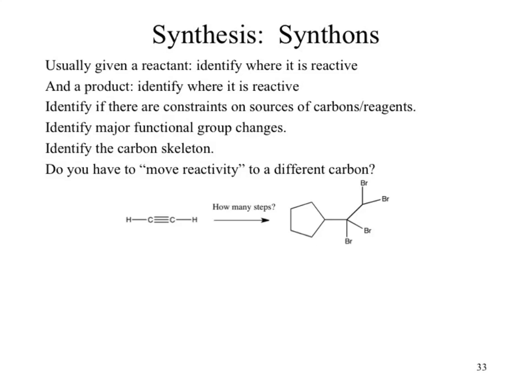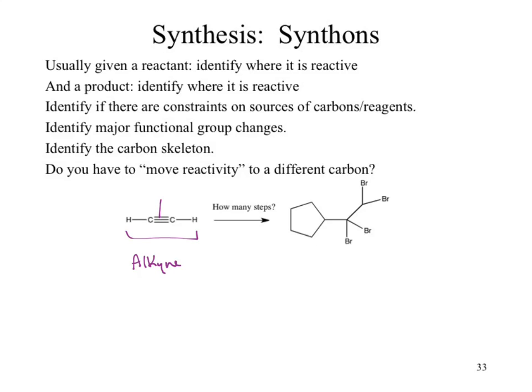The next part is kind of a general breakdown on how I would go through and approach a synthesis question. So we're usually given the reactant. So identify where it's reactive. Every time we've addressed a new functional group, we talk about its reactivity. So if I take a look at this functional group, what functional group do I have in my reactant? First off, what functional group is that? We have an alkyne. How do alkynes react?